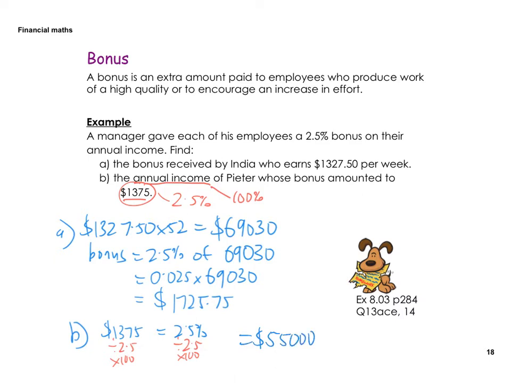Okay, that's my answer. Now another way you could actually do this question: because 2.5 goes into 100, I believe that would be 40 times. You could also just do 1375 times 40, and that's also 55,000. But this method only works if this goes into 100, which in this case it does. But if you had, say, 2.3%, which doesn't go into 100, then you would have to use the full unitary method. Okay, let's keep going.